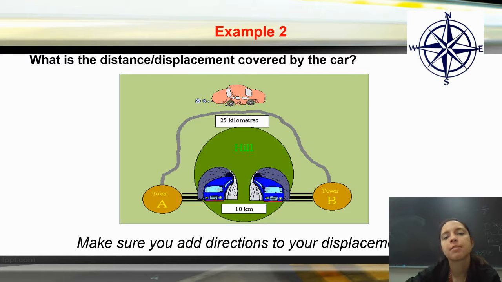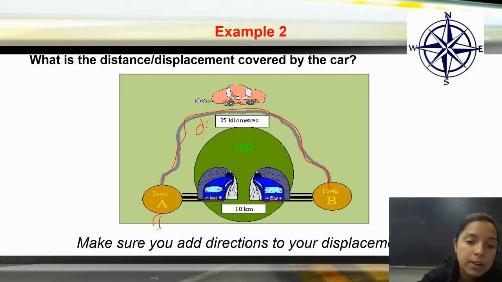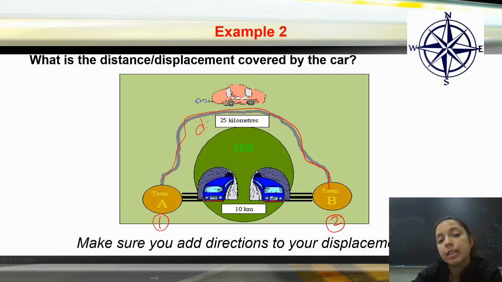Now, what is the displacement covered by the car? So the car started in town A, and it went all the way here to town B. And we know that that distance was 25 kilometers. Now, my starting point was town A, my final point is town B. And the problem is already telling me the distance between town A and B. So it's already telling you the displacement.